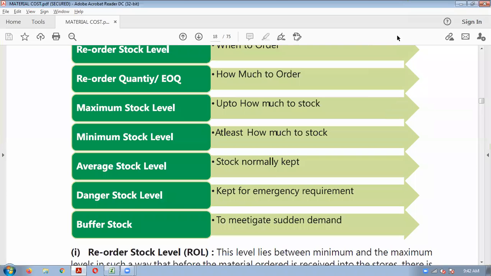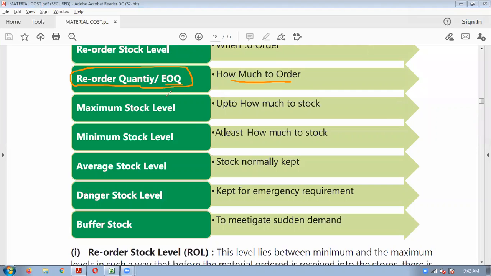So in today's class, we will first understand reorder quantity or economic order quantity. Very important concept, also from an examination point of view. That is, in EOQ, we will try to understand how much you have to order. If you want to place an order for the material, how much quantity you should order.